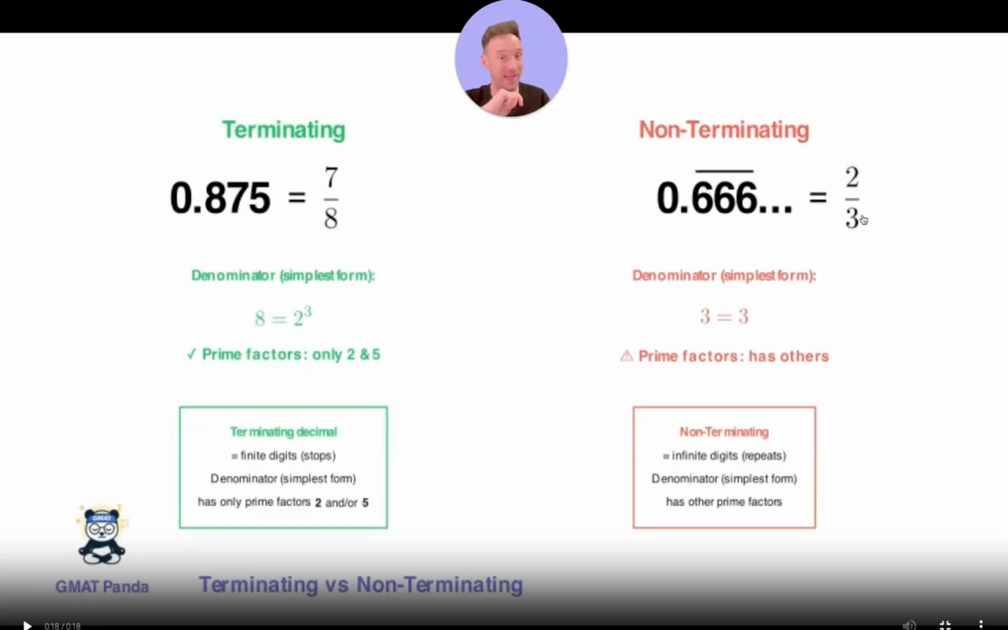Now, the thing you have to be very careful about is this is only in the simplest form. So, for example, if we multiply this 7 over 8 by 3 at the top, 3 at the bottom, we would get 21 over 24, well, we could say, well, in the denominator, 24, we've got a 3. But that's because it's not in its simplest form, right? We can simplify that 3 with the 3 at the top and narrow it down to 7 over 8, and there the 8 just has 2s in it, so that is going to be terminating.